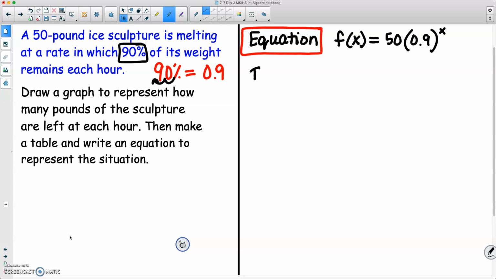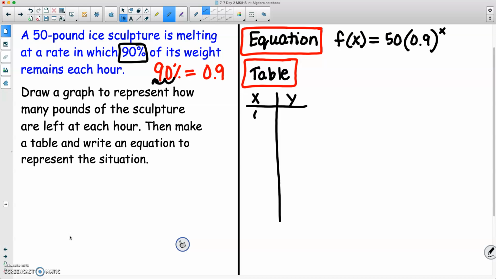Now I'm going to make my table and then last do my graph again, because I'm not sure what's going to happen with these values. Now in this table, I think I'll change it a little bit. I think I'll go with 0 and then maybe 5, 10, 15, 20 for my melting. So it's starting out at 50 pounds.